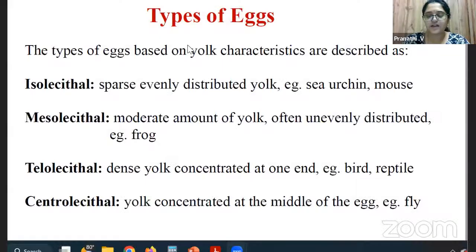Wherein you have more amount of yolk present. So it's also known as polylecithin. This is seen in bony fishes, amphibians, reptiles, and monotremes. Monotremes are those mammals which lay eggs.